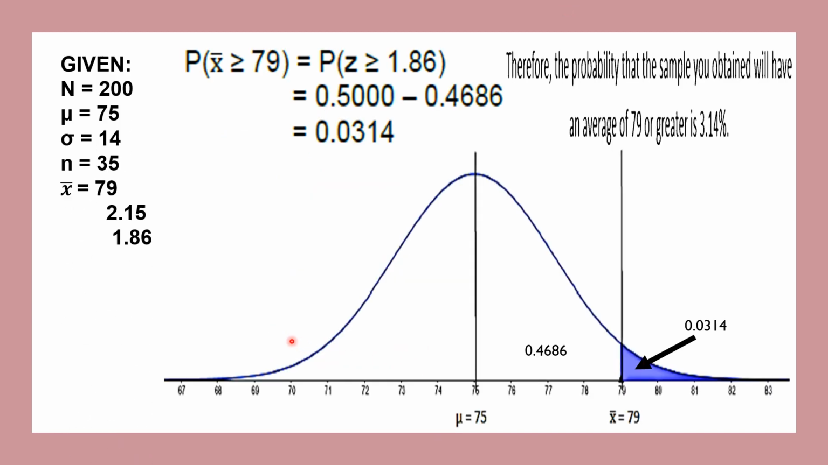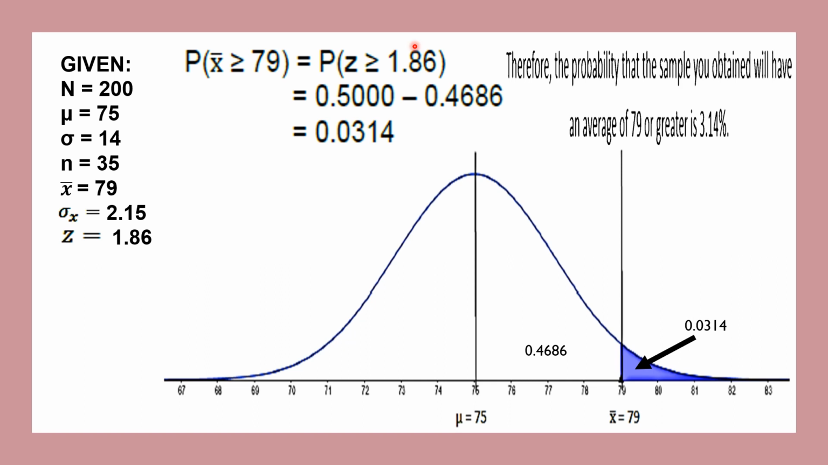So, ilista na rin natin pati yung, ayan, ito yung given, no? Tapos, nakalagay na rin dito yung nakuha natin sigma sub x and our z-score, which is 2.15 and 1.86 respectively. So, next step is we get the probability.